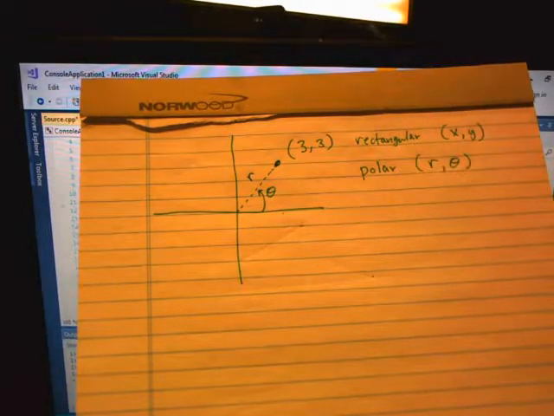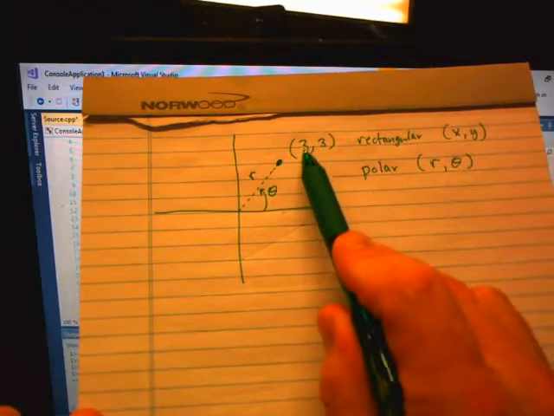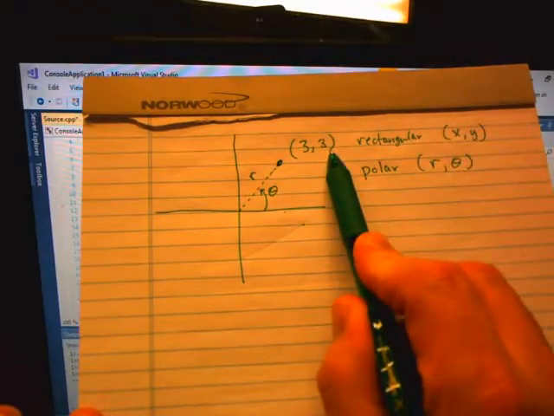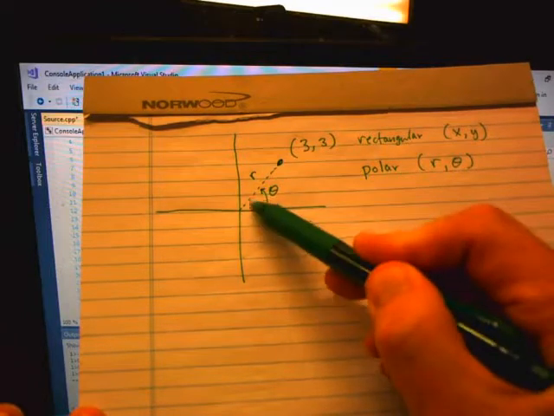Yes. Named after? Close. Rene Descartes was his name. Carte, C-A-R-T-E, Cartesian. Yeah, of course. Anyway, if I know the point 3, 3 in rectangular form, how do I find the radius?